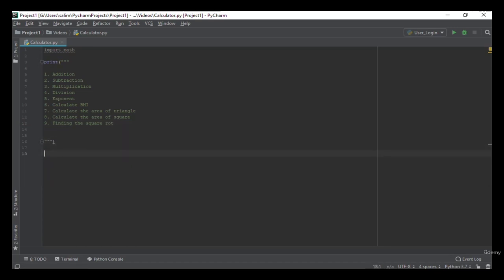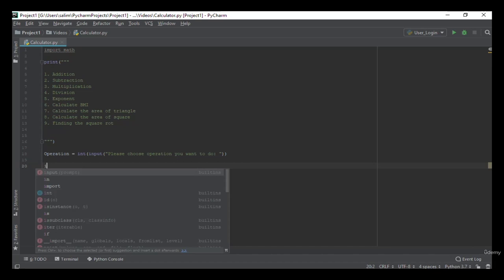All right, so we need a variable named operation, and we ask for that value to be entered by the user. Now we make an if block. So let's start that.